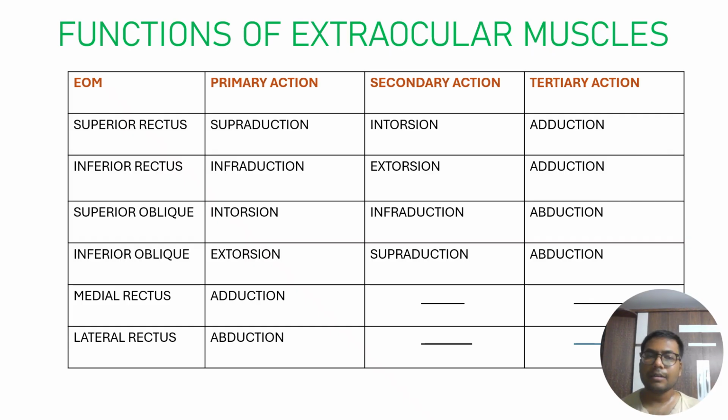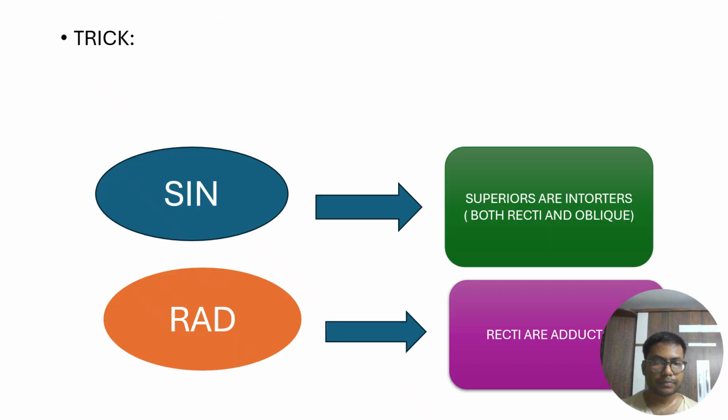Another important mnemonic is SIN, that is, superiors are intorters. They cause intorsion. So superior oblique and superior rectus cause intorsion. But for the superior rectus, intorsion is a secondary function, and for the superior oblique, intorsion is a primary function or primary action. These are the main important points which can be asked in the exam. So this is the mnemonic SIN.